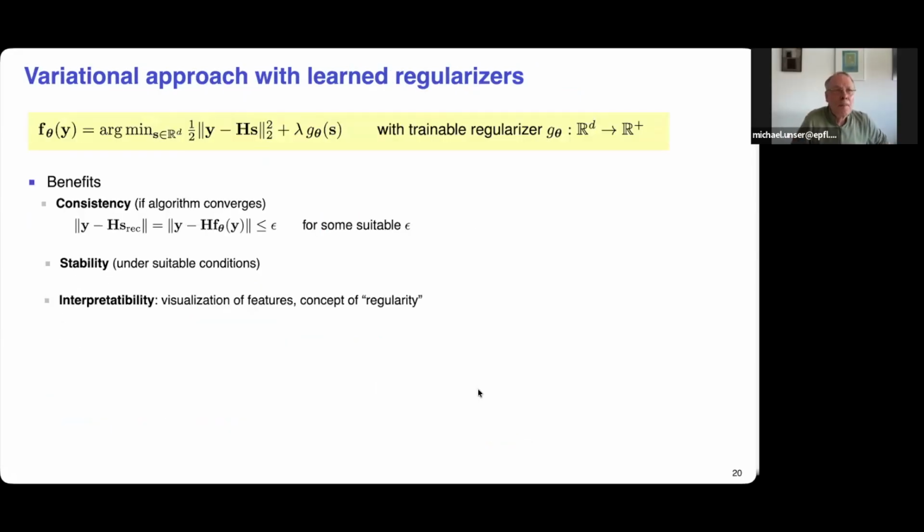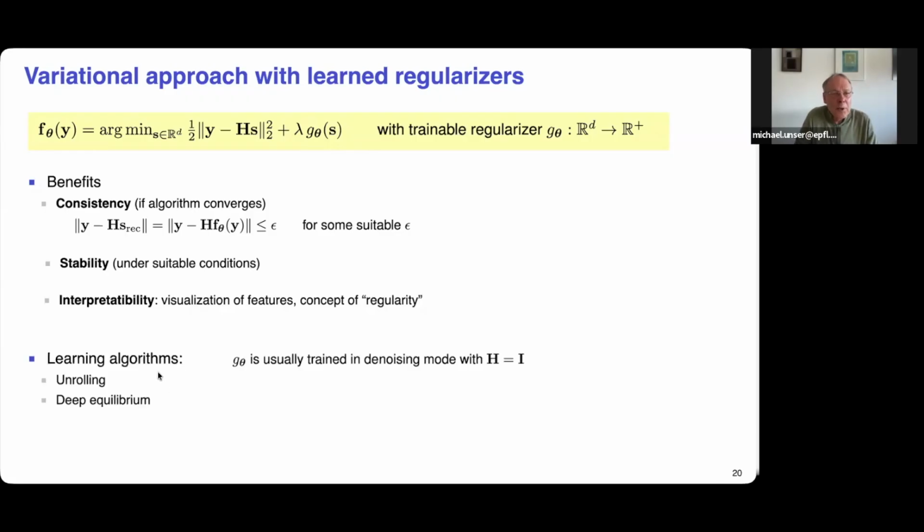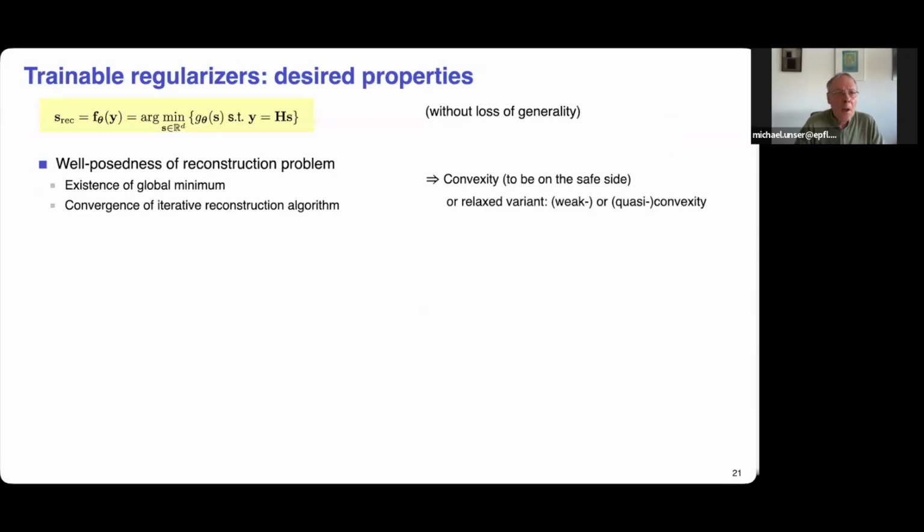Now what we are going to look at is variational approaches with learned regularizers. That's what's in the title. The benefit here is that, just by design, it will impose consistency. It will be stable under suitable conditions, and it's also interpretable. And you can have learning algorithms to, for example, learn the regularizers using unrolling or deep equilibrium. So they're very powerful tools to make that work.